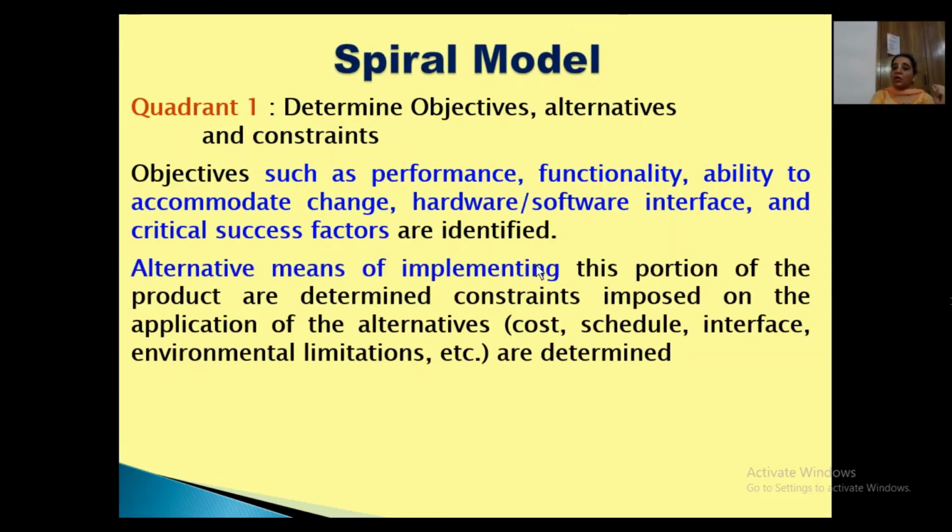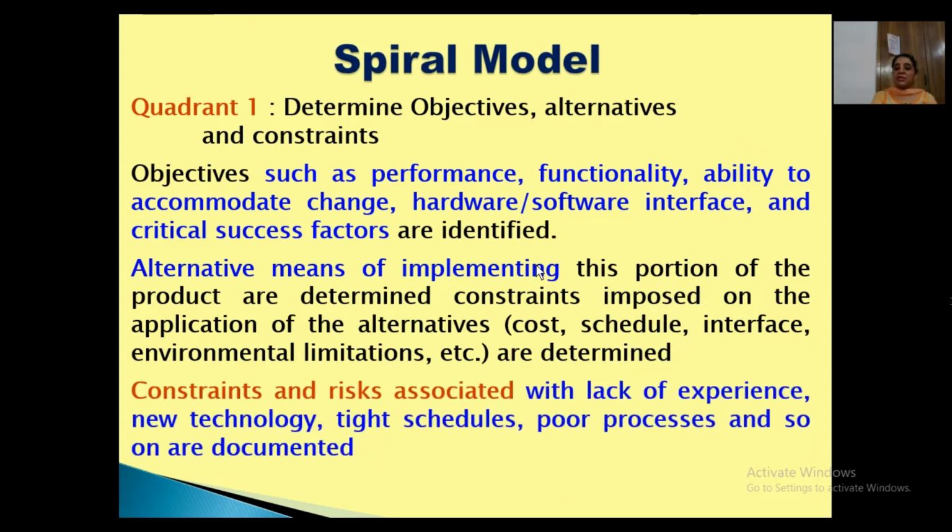Alternative means of implementing this portion of the product are determined. Constraints imposed on the application of the alternatives. Cost, schedule, interface, environmental limitations, etc. are determined. As I told in the very beginning, in the first quadrant, we look out for the alternative solutions, which all other solutions are possible for the problems existing in the system, and what all constraints are there, conditions are there, like cost, scheduling, which kind of interfaces we have to provide, and other limitations.